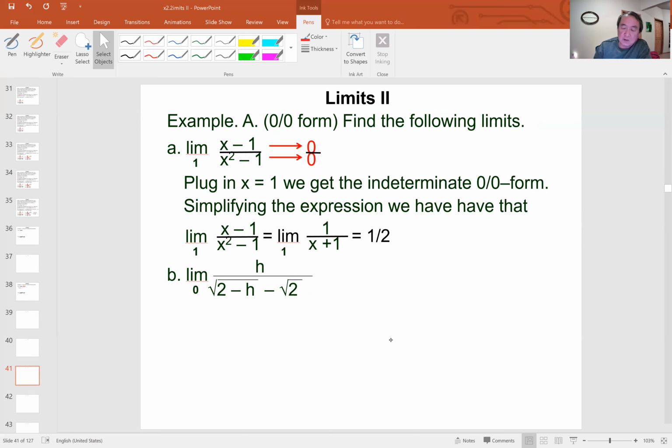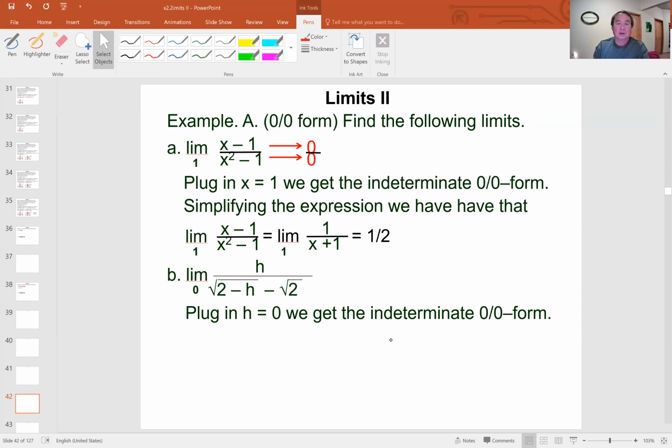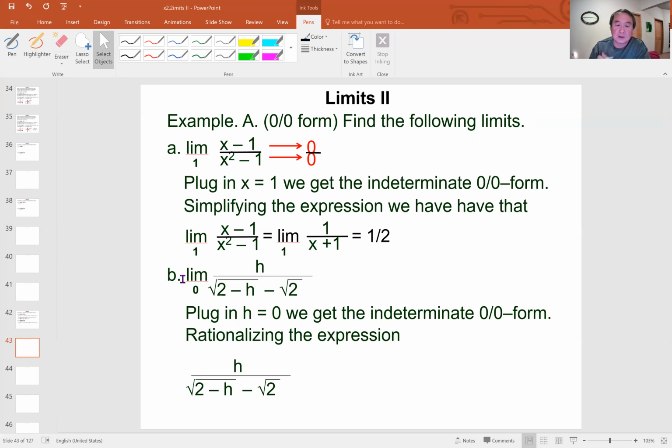And the bottom one, same thing. If I try to plug in 0, I get 0. Well, if h becomes 0, so this h goes to 0, then I get root 2 minus root 2, which is 0. So I got 0 over 0. So I need to do something else. Like what? Change it. What's the problem? A square root. So probably use conjugates.